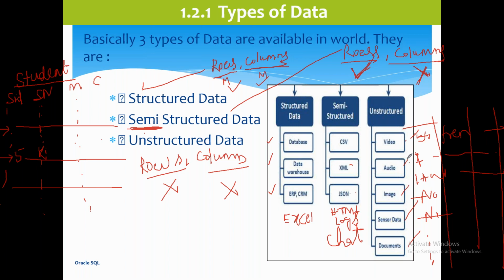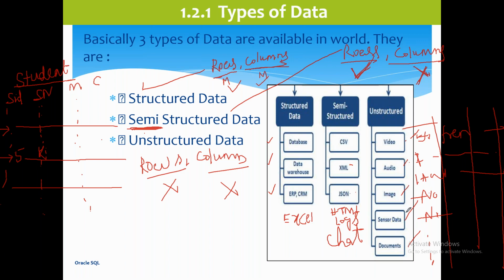Audio, many audio things are going on where only sound is there. No image, nothing we can get. That is audio. So any row is there for that? No. Any column is there? No. Image, any logo or any image we can consider. Any row is there? Any column is there? No. But that is also data.